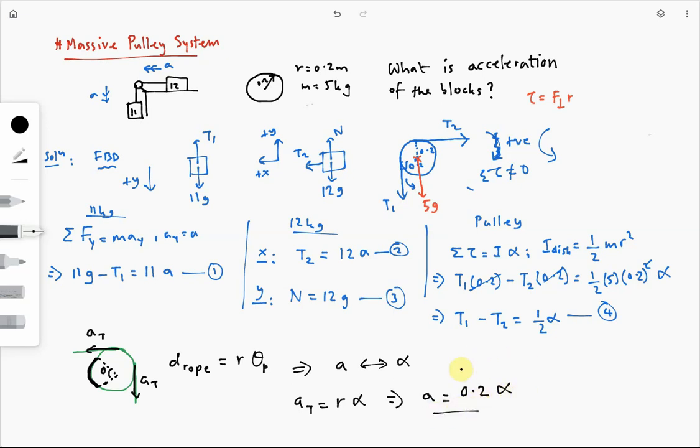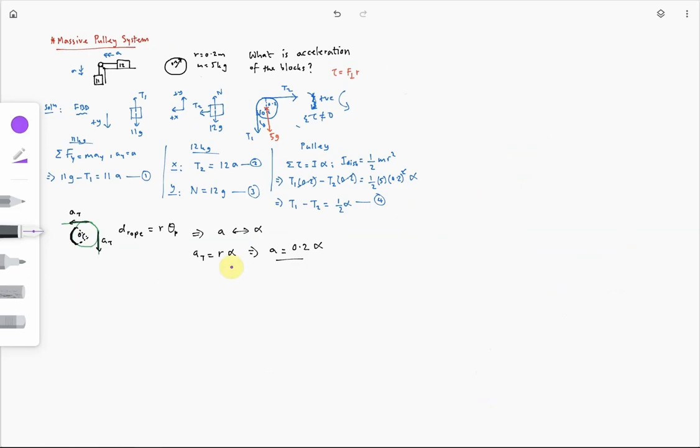Let's go ahead and do that. Now we see that a is related to alpha. So since our final goal is to find a, we want to get rid of any alpha we see. So first we meet alpha in equation 4. So we can get rid of alpha by using this information. How? From this we can see that alpha is nothing but a over 0.2. Okay? So anywhere you see alpha, you can replace alpha by a over 0.2.